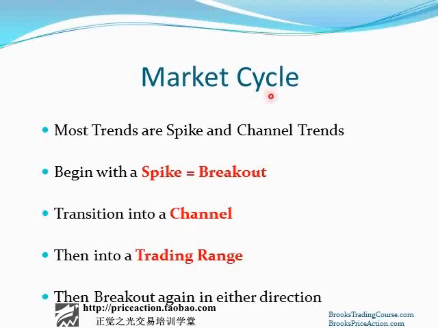Remember the market cycle. The market is either trending or it's in a trading range. When it's trending, it starts with a breakout, which is a strong trend, and then it transitions into a channel where the market has pullbacks, and then the channel eventually transitions into a trading range. The trading range can break out in either direction, and then the cycle begins all over again with that breakout.